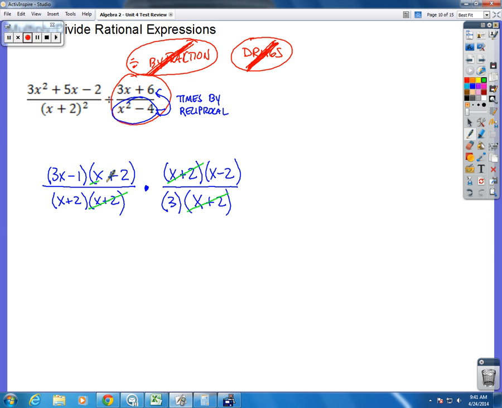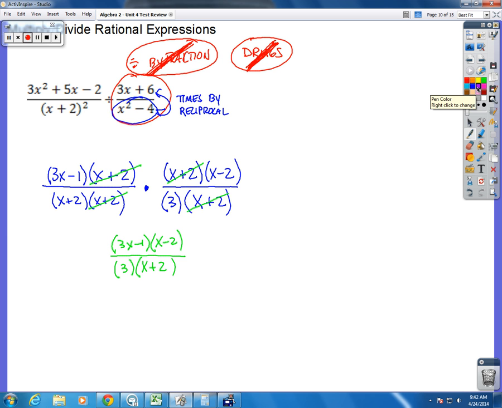Let's see, this x plus 2 would cancel with this x plus 2. And then otherwise, everything else pretty much stays the same. So my final answer is going to be (3x minus 1)(x minus 2) over 3(x plus 2). Nothing else cancels. Some people get crazy and want to make up their own math.